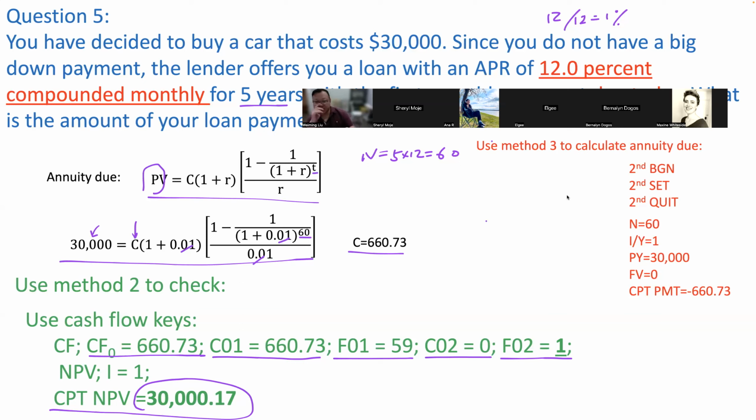And the future value is 0, right? The future value is 0 because you will pay it off. So you put a 0 and FV, future value. And now you press the button CPT, compute. And then you press PMT, payment. The result is negative 660.72. Did you get this result?